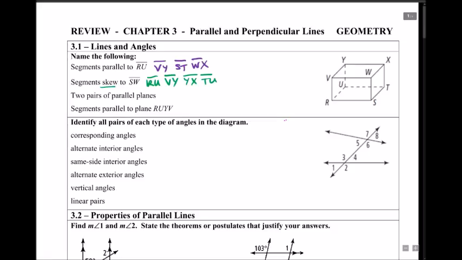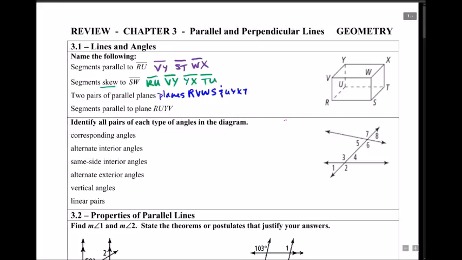All right. Next says two pairs of parallel planes. Well, we have a lot to choose from here. So we could use our front plane and our back plane, and we can name those with a minimum of 3 letters. Since they have 4, I like to use 4. It doesn't matter. Minimum of 3 letters, remember, naming planes, RVWS, and since we started on R, let's start on U, Y, X, T.